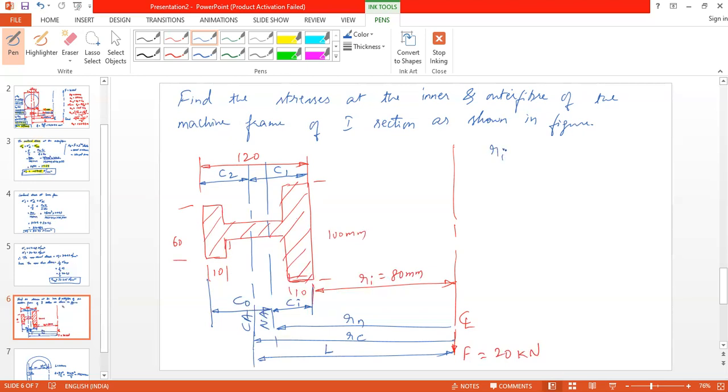Now what is Ri? What is the value of Ri? 80 mm, sir. It's given. So it is 80 mm and R naught is 80 plus 120, that is 200 mm. And now we need Rn and Rc for this.